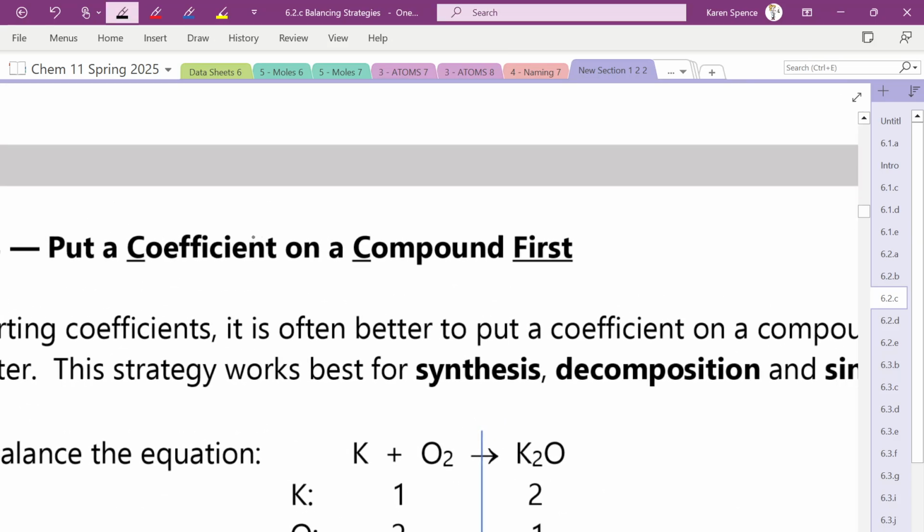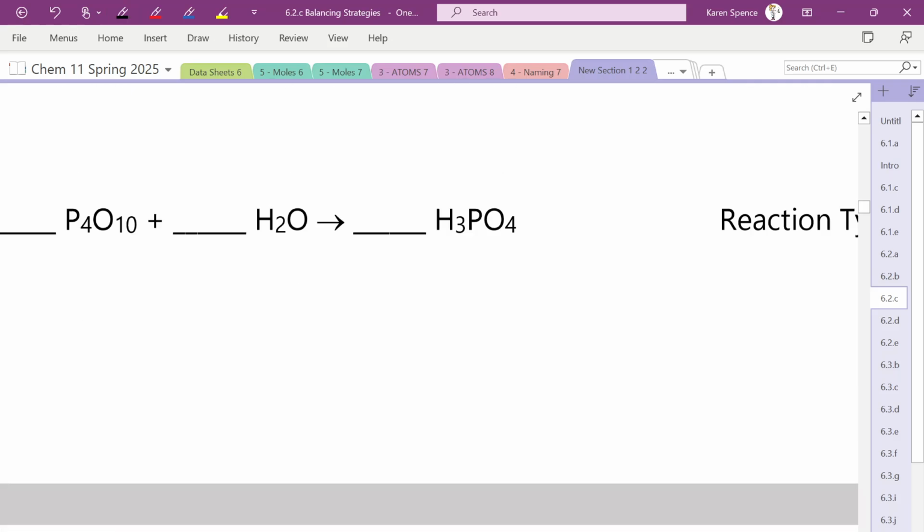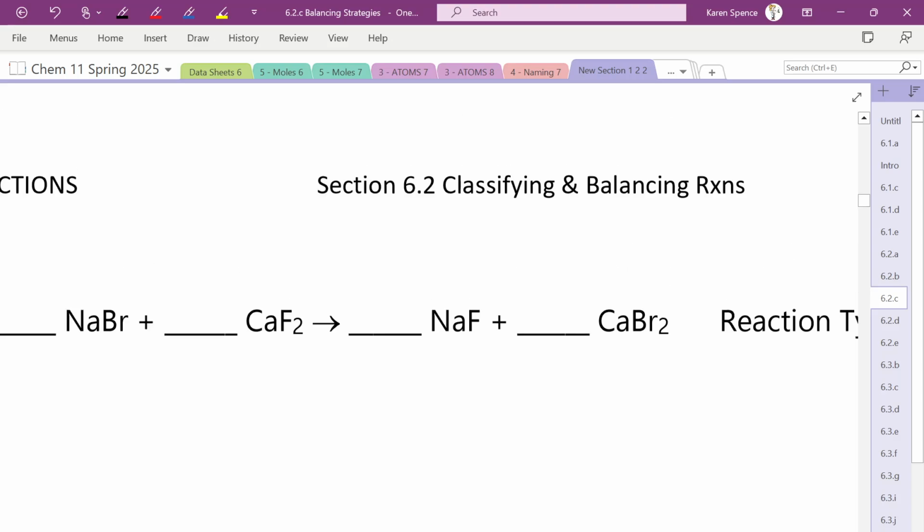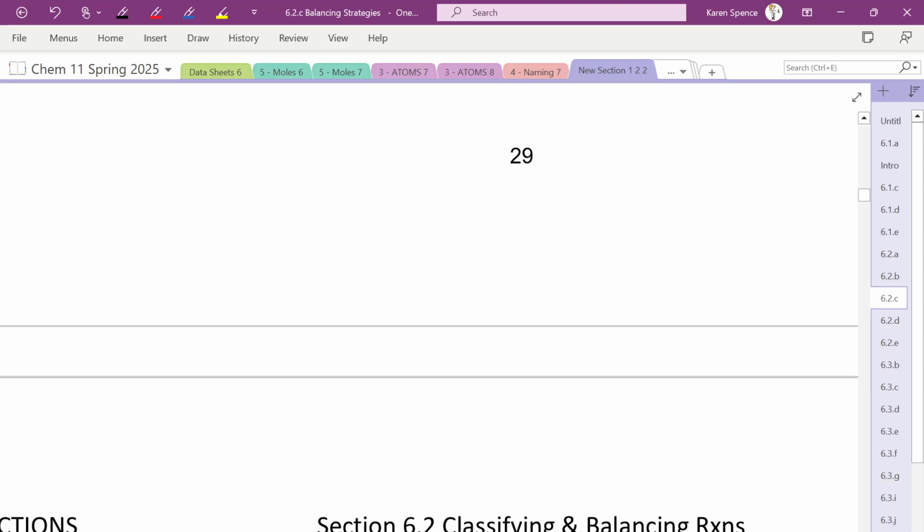Always put a coefficient. This is on page 30.